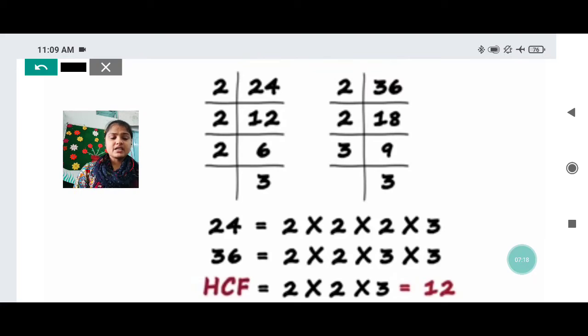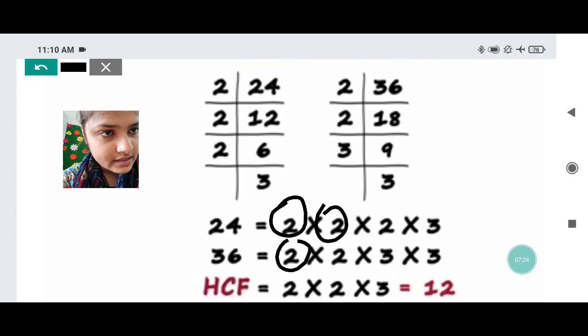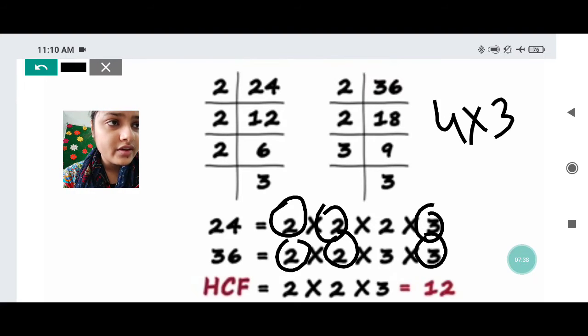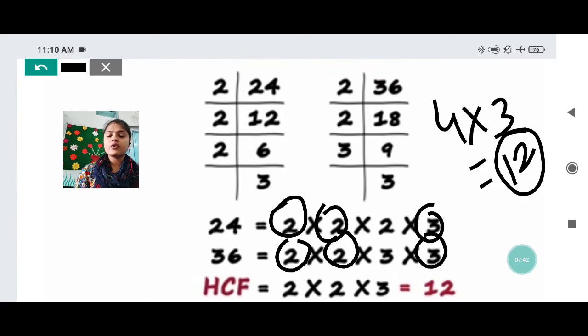Then after that, my dear, what we will do? We have got the common ones. We have already calculated this and this and this and this. We have got the common. So these all common we will write downside and then we will multiply. 2 into 2, 2 2s are 4. 4 into 3, we will get 12. So the highest common factor of 24 and 36 is 12, my dear.